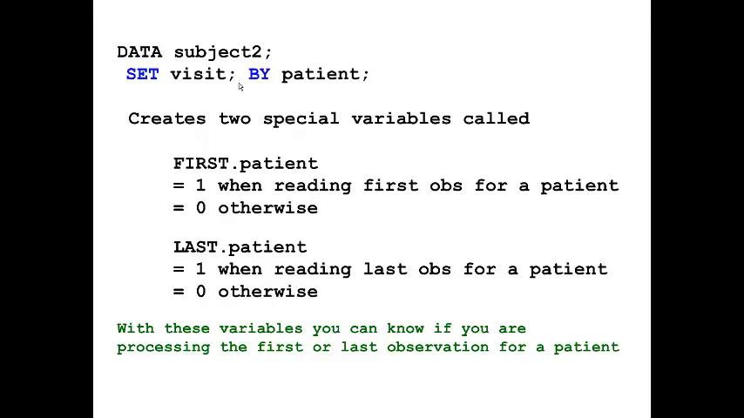First.patient is set to 1 when SAS is processing the first observation for a patient. So that would be our week 0 data. Similarly, last.patient is set to 1 if SAS is processing the last observation for a patient, or in this case our week 3 data. So with the first dot and last dot special variables, we can know if we are processing the first or last observation from a patient.